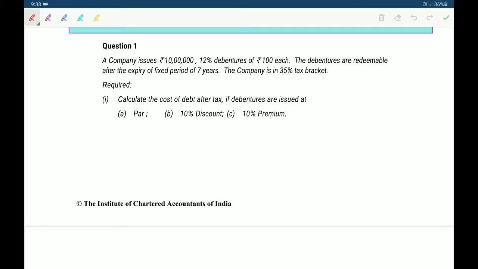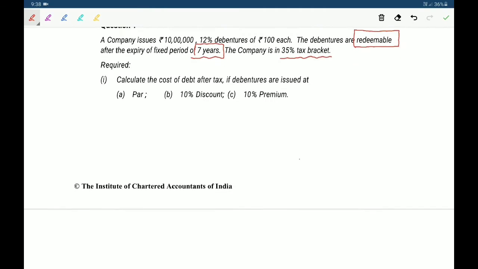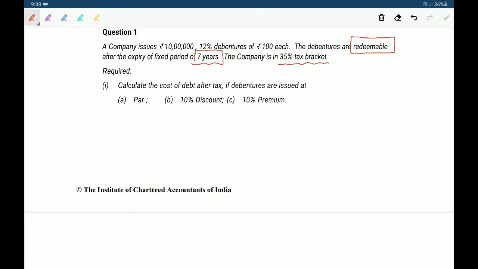A company issues 10 lakh rupees, 12% debentures of 100 rupees each. These are redeemable debentures, redeemable after the expiry of a fixed period of 7 years. The company is in the 35% tax bracket. Required: calculate the cost of debt after tax if debentures are issued at par value, at 10% discount, and at 10% premium.